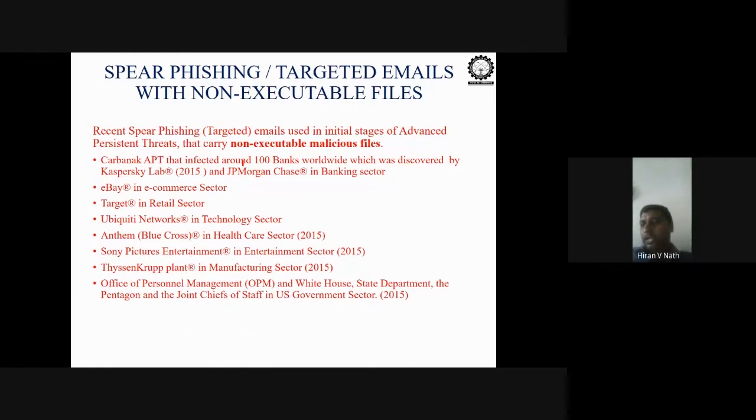So there was the Carbanak APT attack, which was infecting 100 banks worldwide, and which was discovered by Kaspersky. eBay in the e-commerce sector, Target in the retail sector, Ubiquiti Networks in the technology sector, Anthem in the healthcare sector, Sony Pictures, the steel plant manufacturer in the manufacturing sector, and the White House. They were actually attacked with targeted emails.